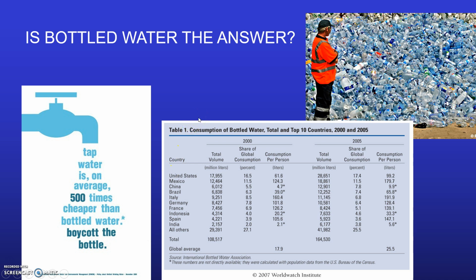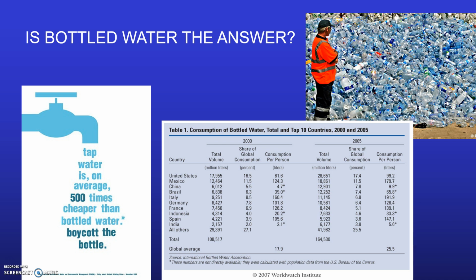So this begs the question, if we rely on water supply companies to provide us with water, and there's a potential risk that the water could be contaminated, despite the fact that they have to meet safe drinking water standards, should we instead use bottled water? Is bottled water the answer?